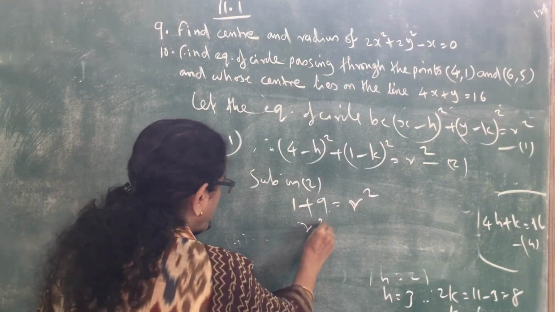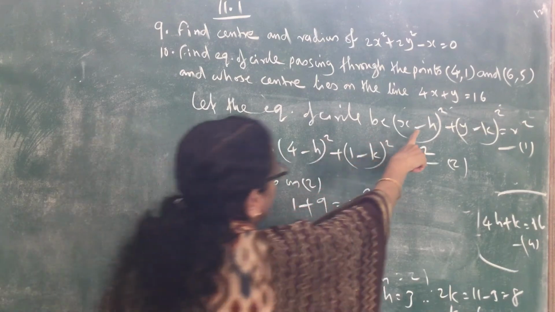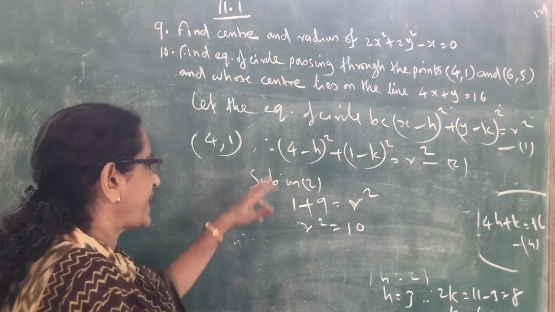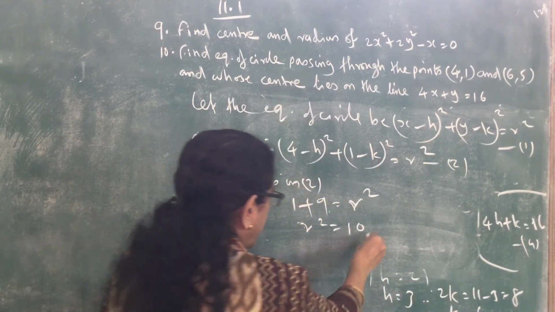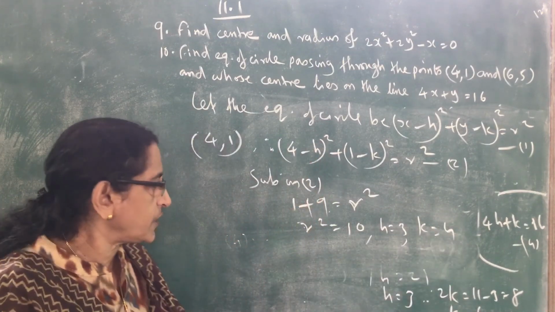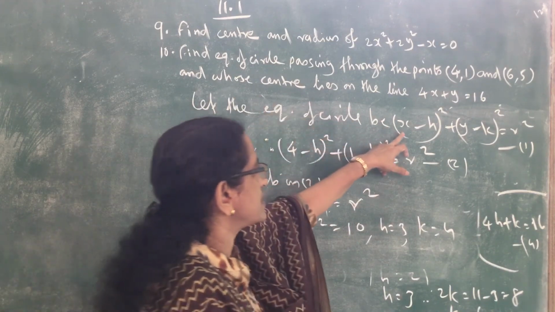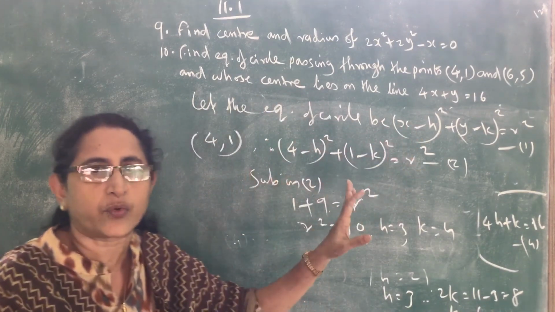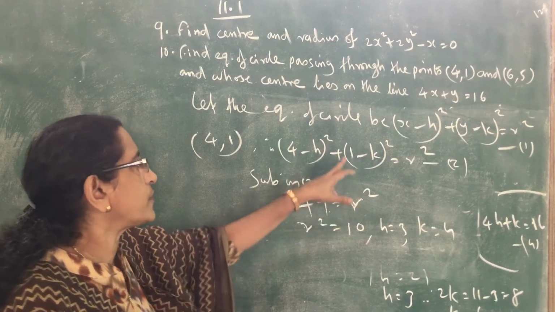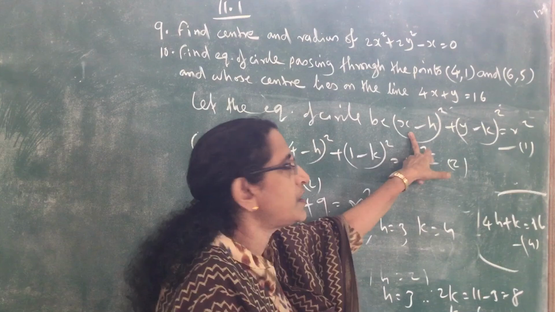Now we can substitute in the equation. So in this we can substitute h and k. h equal to 3, k equal to 4, r square equal to 10. Substituting in equation 1 and simplifying, we will get the required equation. So substitute h, k and r square in equation 1, and you will get the answer.